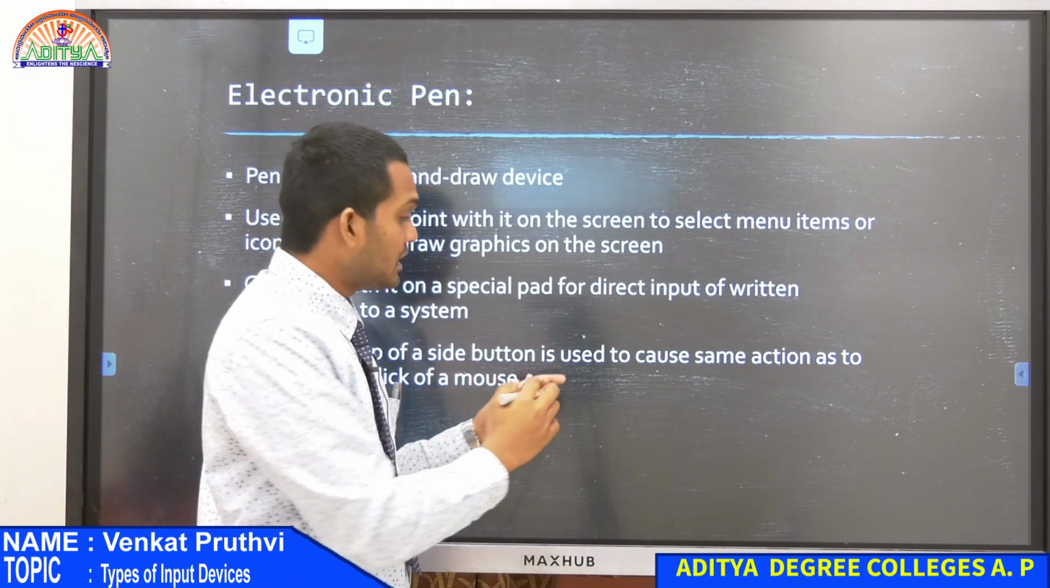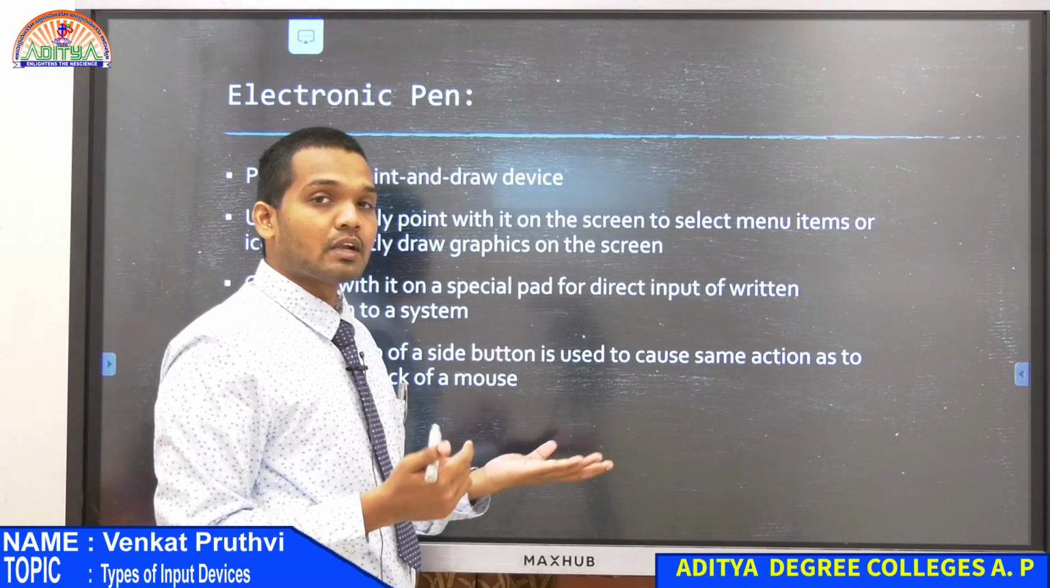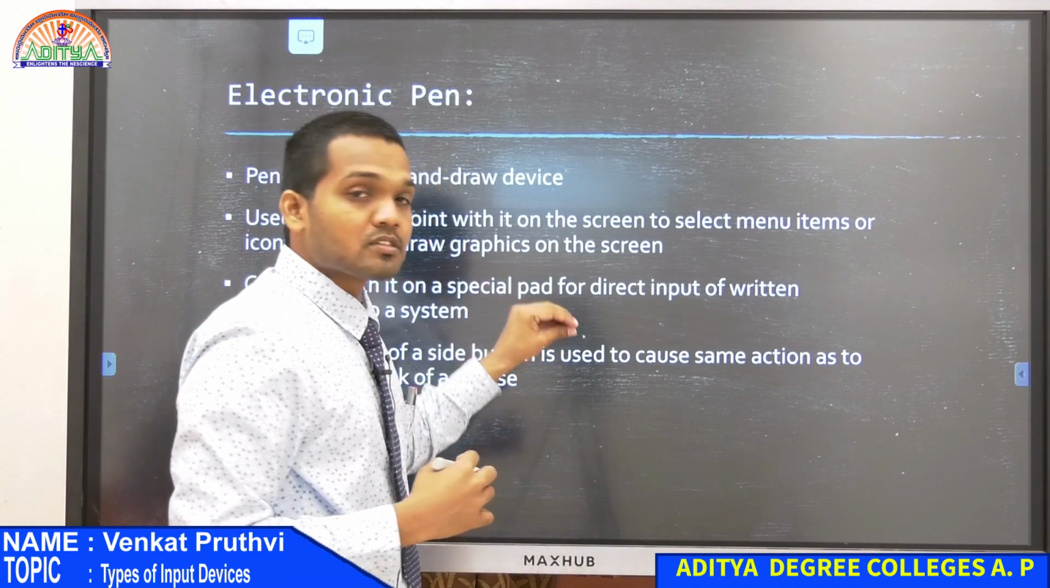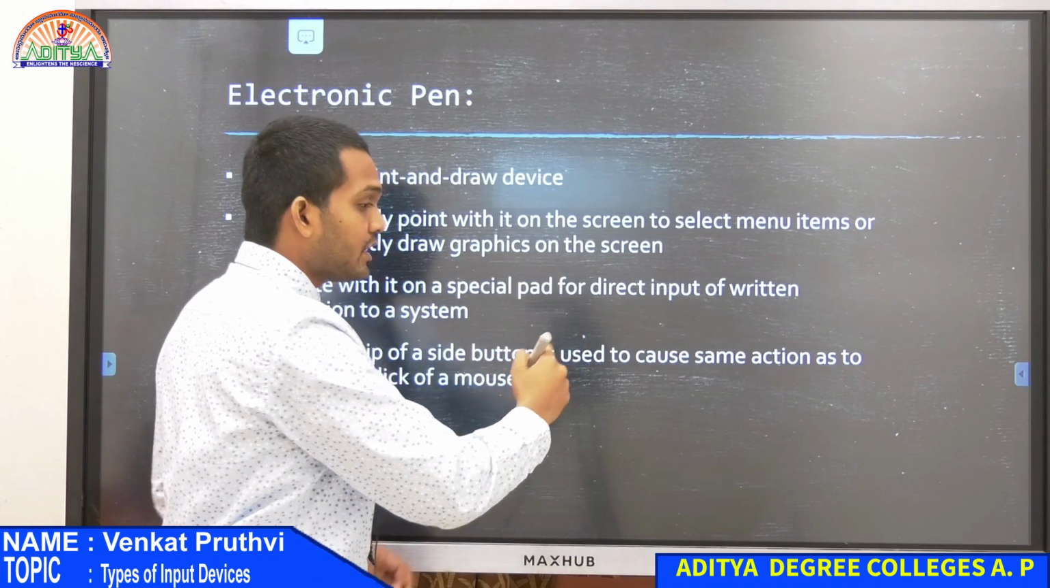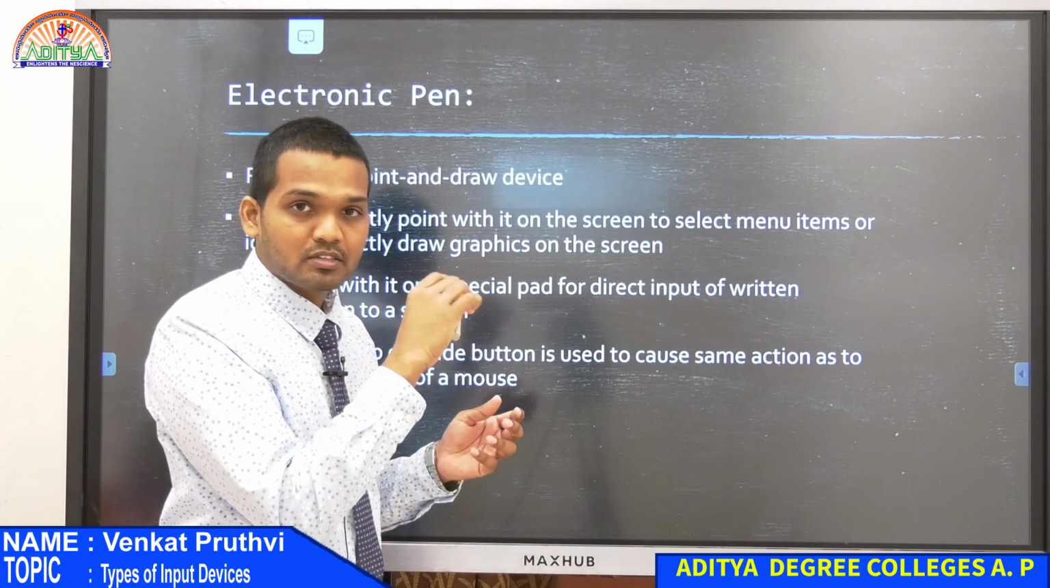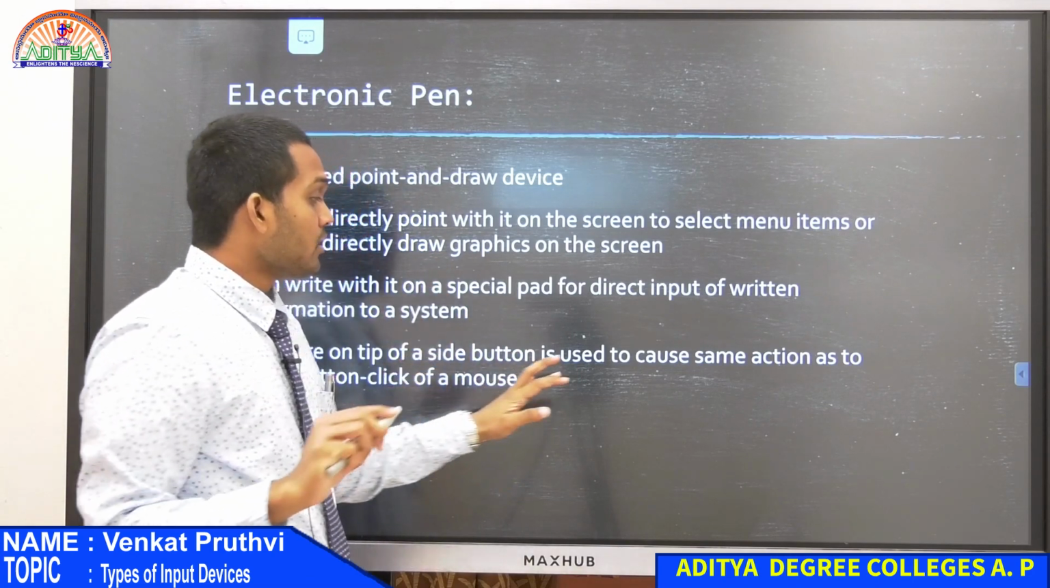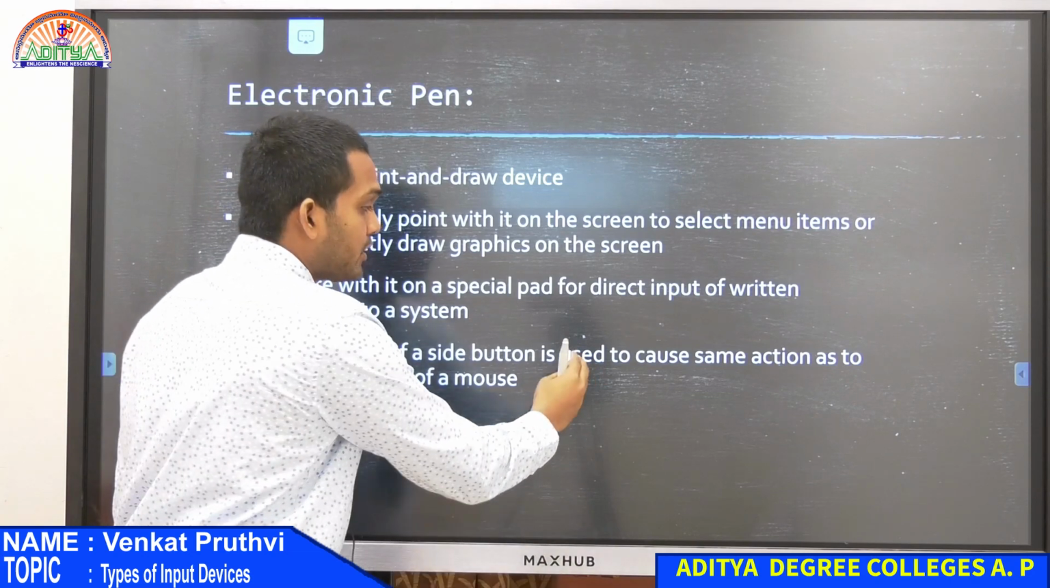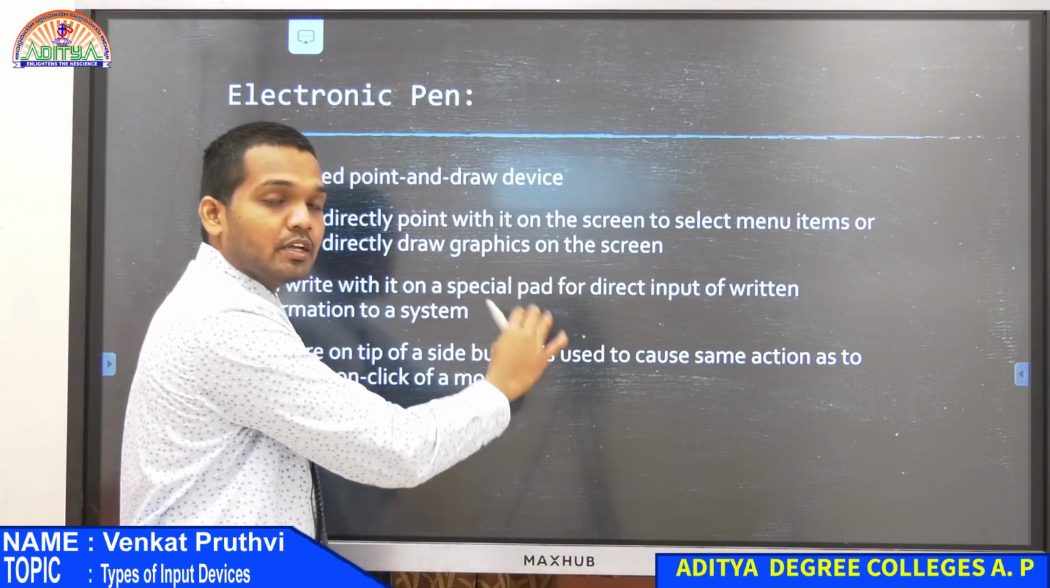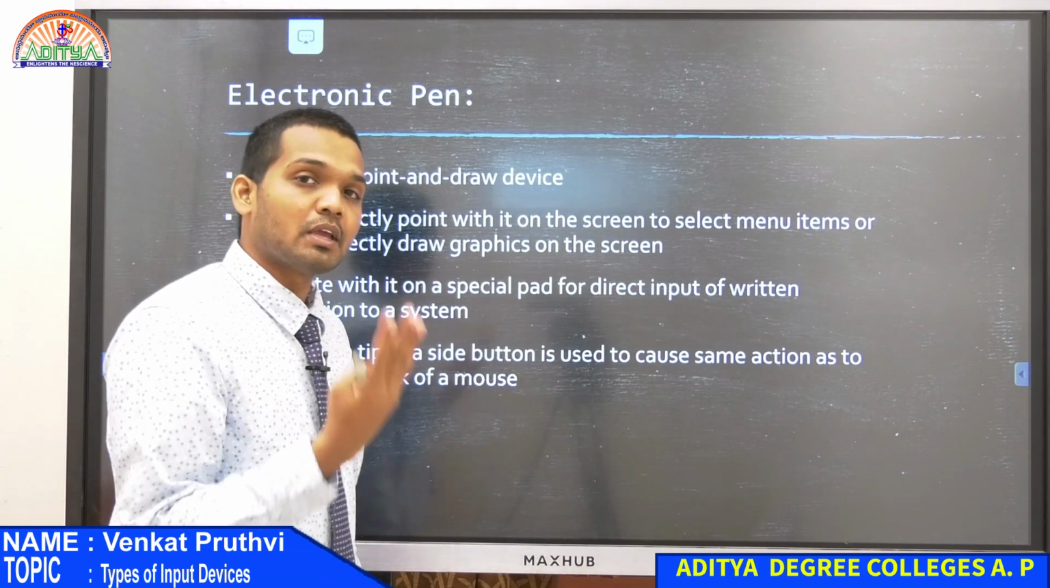Just with the change in brightness, the computer used to understand there is something that is focusing over there, and based on the clicking operation that we do with this pen, the computer used to identify which point in the whole screen it has to select and make its operations.